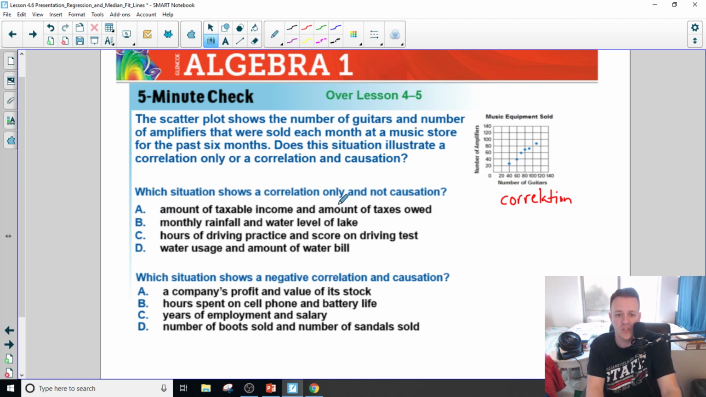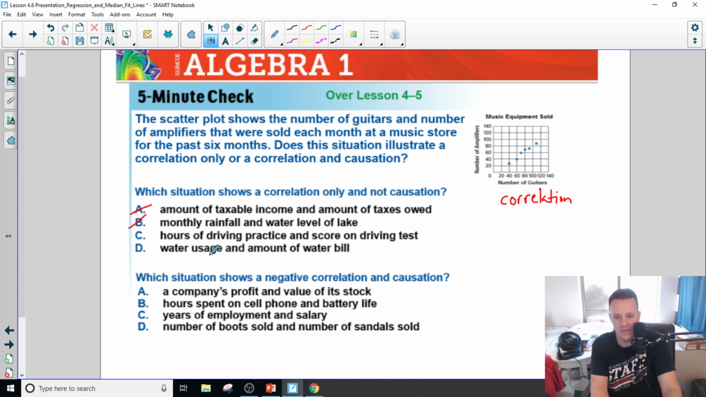Number 2, which situation shows a correlation only, but not a causation? For example, A, the amount of taxable income and amount of taxes owed. That is a causation. The more money you make, the more taxes you pay. Monthly rainfall and the water level of a lake. Well, if you are fully aware of the drought conditions up north in Arizona, we have a lack of rainfall, and so Lake Mead up north, the water level keeps going down, so that is not one. Hours of driving practice and score on a driving test.